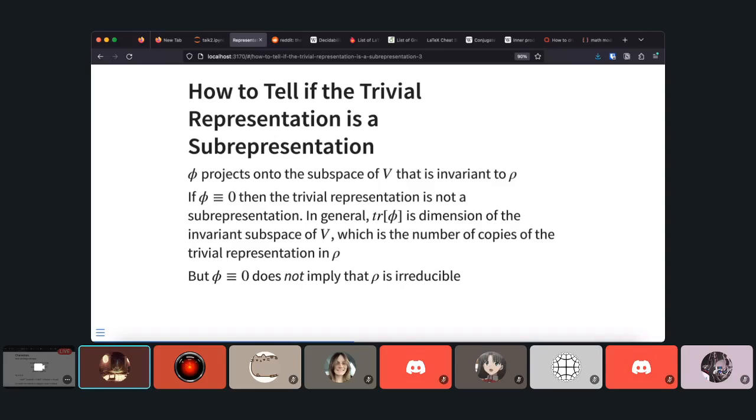But whatever is left, if phi is 0, that doesn't imply that rho is irreducible. It might be the direct sum of two non-trivial representations. Does that make sense? I'm just going to say, does that make sense, after every slide?